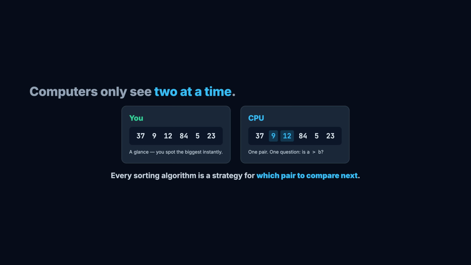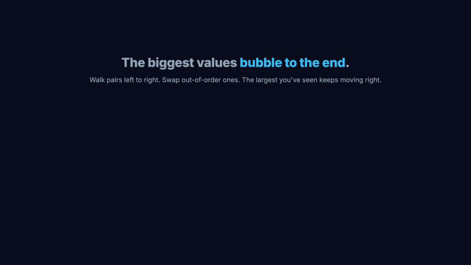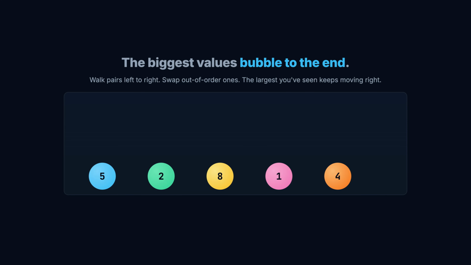Bubble sort has the simplest possible strategy. Always compare the next 2 neighbors. Walk down the list. That is it. Here is the idea in one sentence: walk through the list, compare each pair of neighbors, and if they are in the wrong order, swap them. We call one full walk through the list a pass. Watch what happens on the first pass.